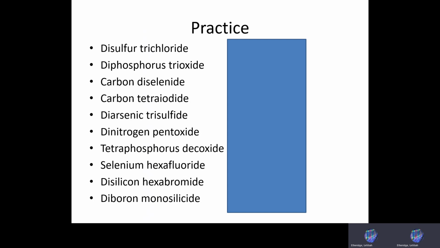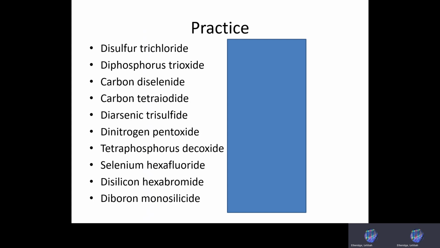Next one is selenium hexafluoride. So selenium is all by its lonesome, so it's going to be Se. Hexa says we have 6. That means it is going to be 6 fluorine. That is SeF6.